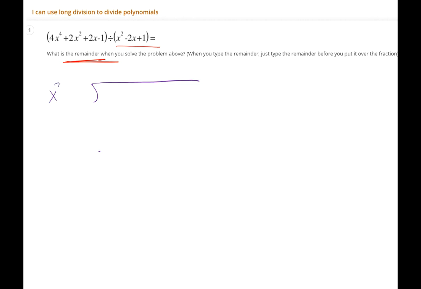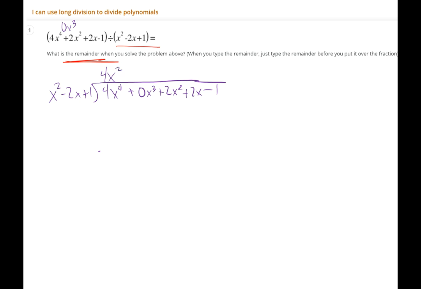So we've got x squared minus 2x plus 1 dividing into 4x to the fourth. Remember, when you have a zero or a missing term, I'm missing an x cubed right there, so I have to make a zero term. So 0x cubed plus 2x squared plus 2x minus 1. All right. How many times does x squared divide into 4x to the fourth? And that would be 4x squared.